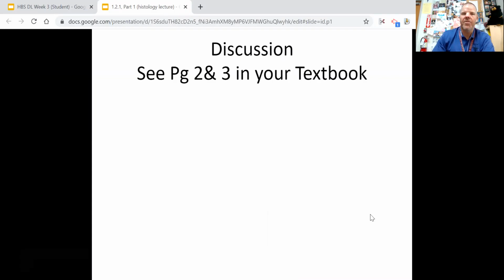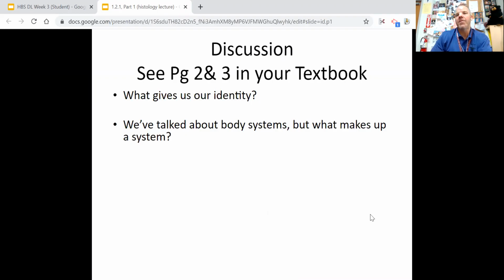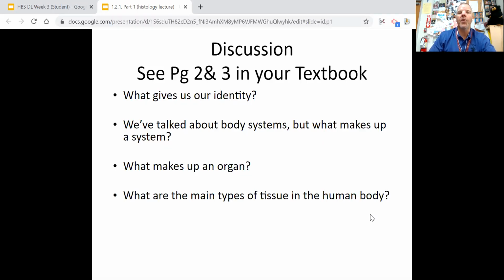If you see pages 2 and 3 in your textbook, they will help you identify or give you some answers to some questions like, what gives us our identity? We've talked about body systems already, but what makes up a system? What makes up an organ, right? We said a system is different parts working together, and a body system is a bunch of parts working together. Those parts we often call organs. So what is an organ? Well, an organ is a bunch of tissues working together for a common purpose.